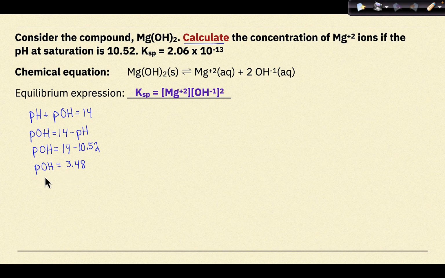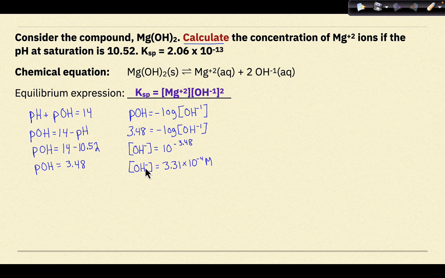Now that we have pOH, we can find the hydroxide ion concentration using pOH is equal to the negative log of the hydroxide ion concentration. We'll plug in our value for pOH, and then we'll solve for the hydroxide ion concentration by taking the antilog of the negative 3.48 pOH. So our hydroxide ion concentration will be 3.31 times 10 to the negative 4 molar.